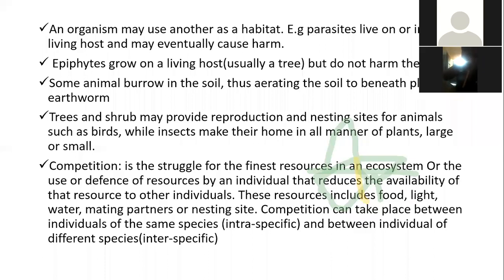Or you can have different species. You have goats, you have cow, you have fowl, you have horse in the same ecosystem, different species. That's what we call inter-specific competition. So note these two, inter and intra. Intra is for the same species, inter is for different species.